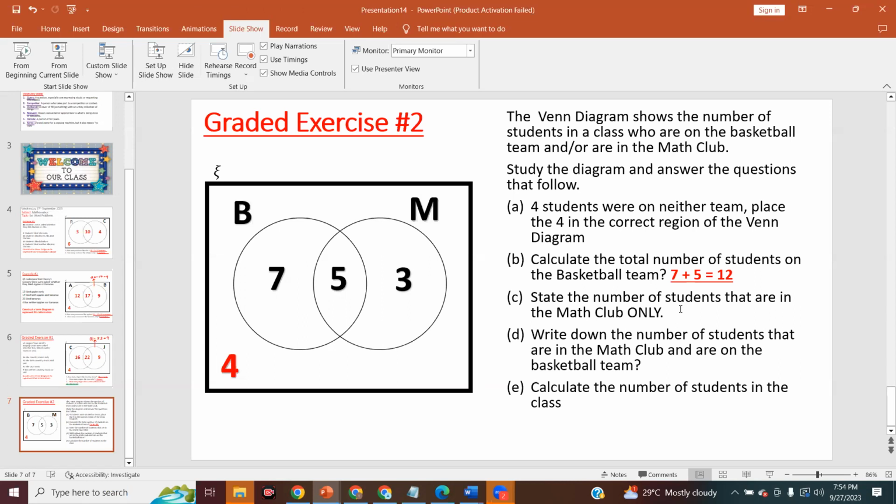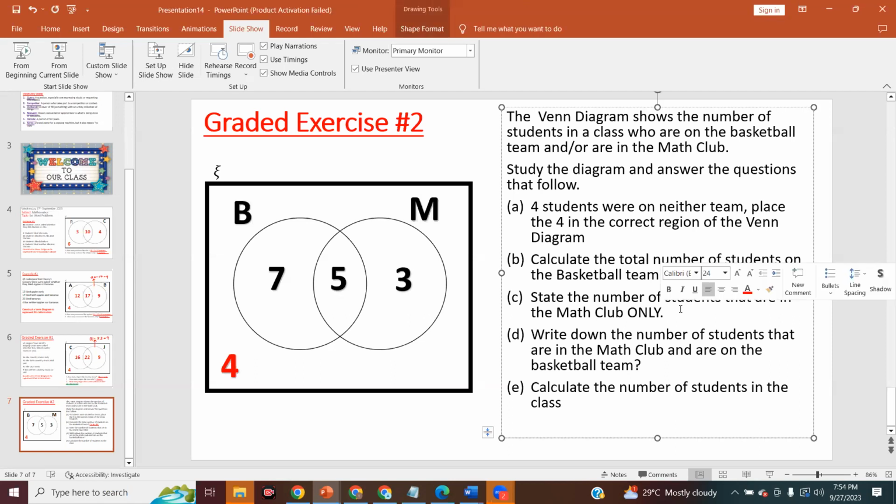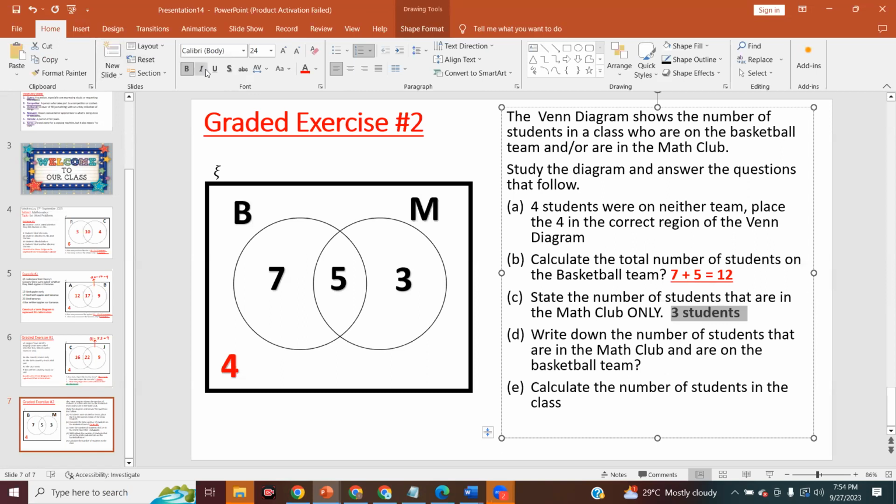All right. C, state the number of students that are in the math club only. 3. Very good. 3 students are in the math club only. How y'all know it's 3? Because it says only, and only is right there. How many persons got that right? Me. Very good. All right.